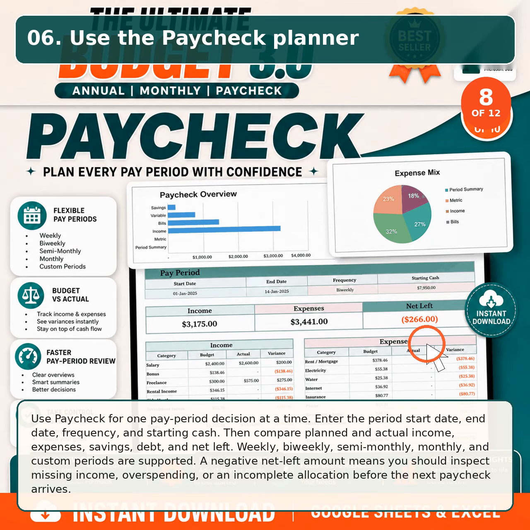Use Paycheck for one pay period decision at a time. Enter the period, start date, end date, frequency, and starting cash. Then compare plan and actual income, expenses, savings, debt, and net left. Weekly, biweekly, semi-monthly, monthly, and custom periods are supported. A negative net left amount means you should inspect missing income, overspending, or an incomplete allocation before the next paycheck arrives.